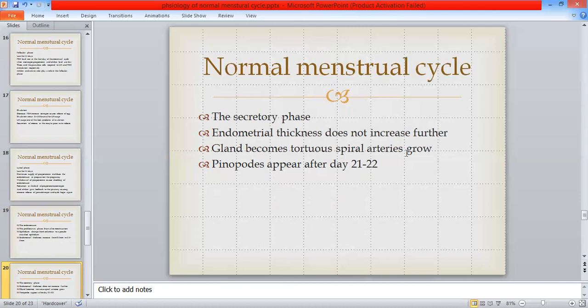And spiral arteries grow. Pinopode is a term that is used, and the pinopode occurs under the influence of progesterone. Pinopodes are basically progesterone-induced changes in the endometrium, apical projections of the endometrial epithelium into the cavity, and this makes the endometrium receptive for implantation. This occurs after day 21 to 22 of the menstrual cycle.